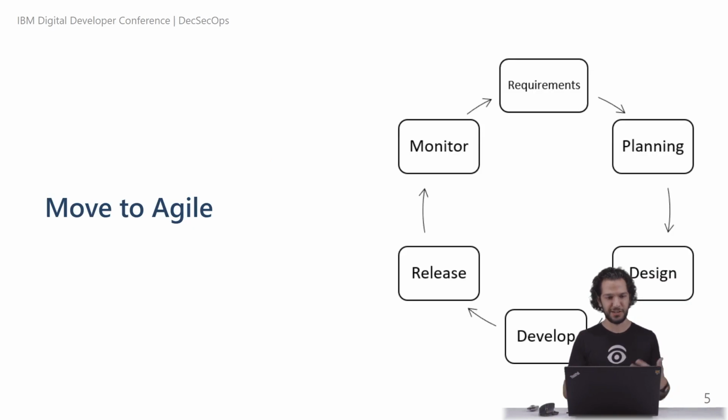But that has changed. We've moved more to an agile methodology, where we're trying to tighten that loop of year-long, and we're trying to do everything significantly more quickly. So we have this iterative loop of doing requirements, planning, design, development, release, and monitoring how things went, so we can tighten this loop, bring it in, and move things faster.